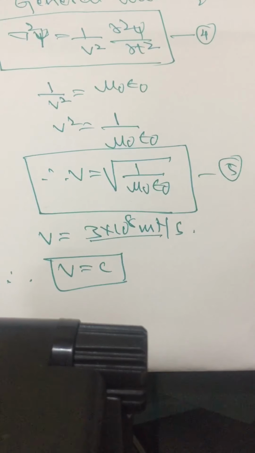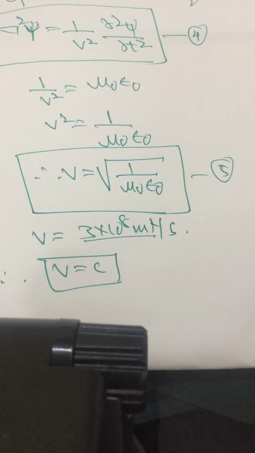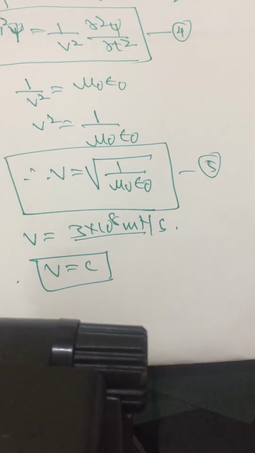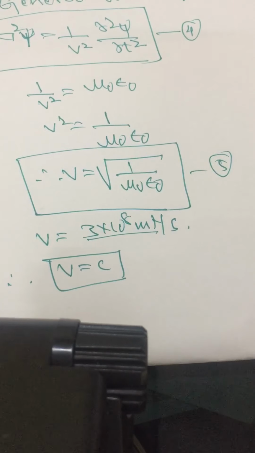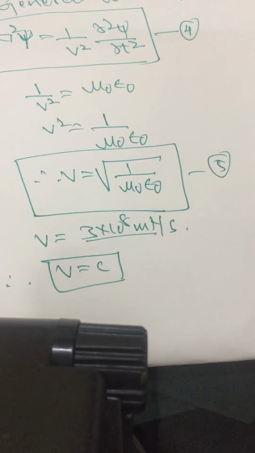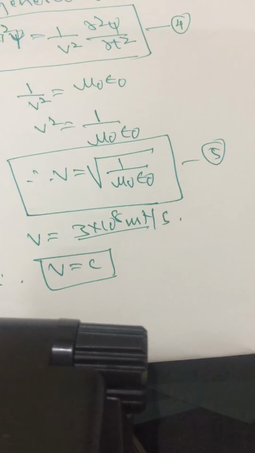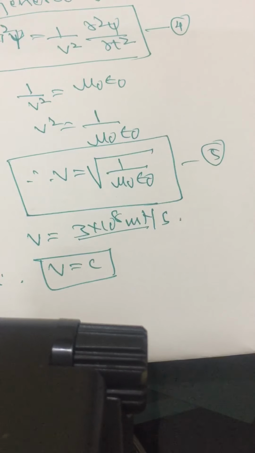With the help of these calculations, he predicted that light waves are electromagnetic waves because of the velocity of light. The velocity of the wave in free space is 3 into 10 to the 8 meter per second. That is the velocity of light. So naturally, you may say EM waves, meaning light waves, are electromagnetic in nature.